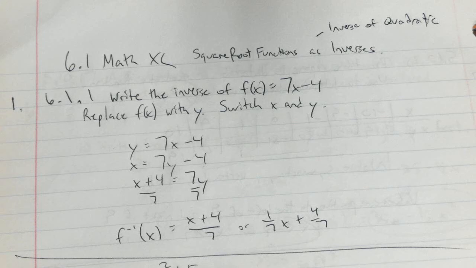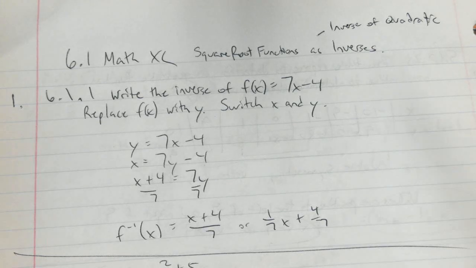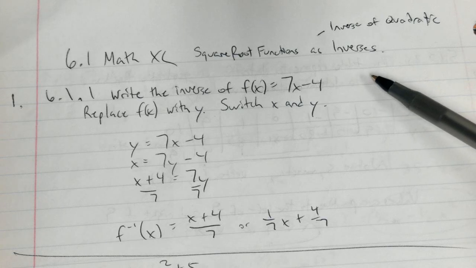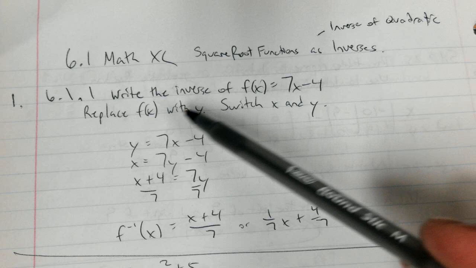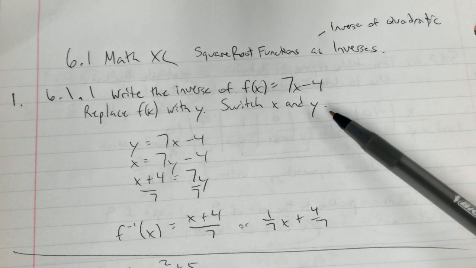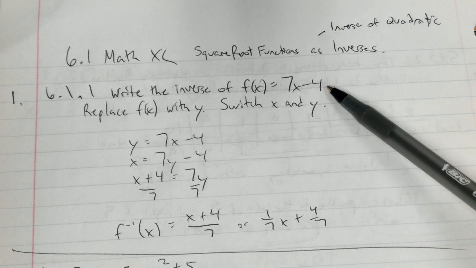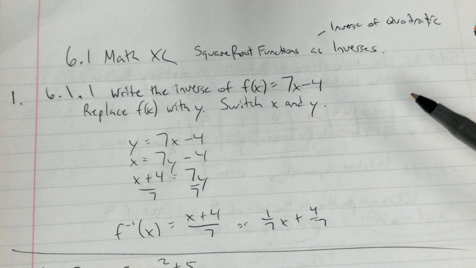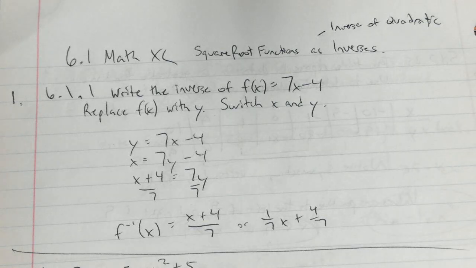So on the first one it says write the inverse of f of x equals 7x minus 4. The first thing you want to do automatically is change f of x to y and then switch x and y. Sometimes we switch x and y in the equation, sometimes in the table, but it's the same process for getting the inverse.